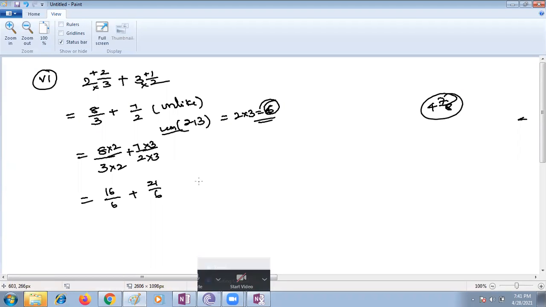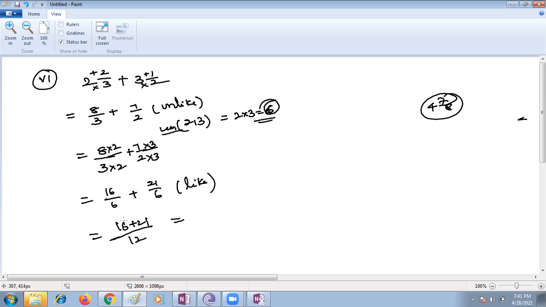Both are like fractions, so we can add them. 16 plus 21 by 6 is 37 by 6. Ma'am, it's 37. Yes, 37 by 6 is an improper fraction. We cannot leave it like that. We should send it home and make it a mixed number.